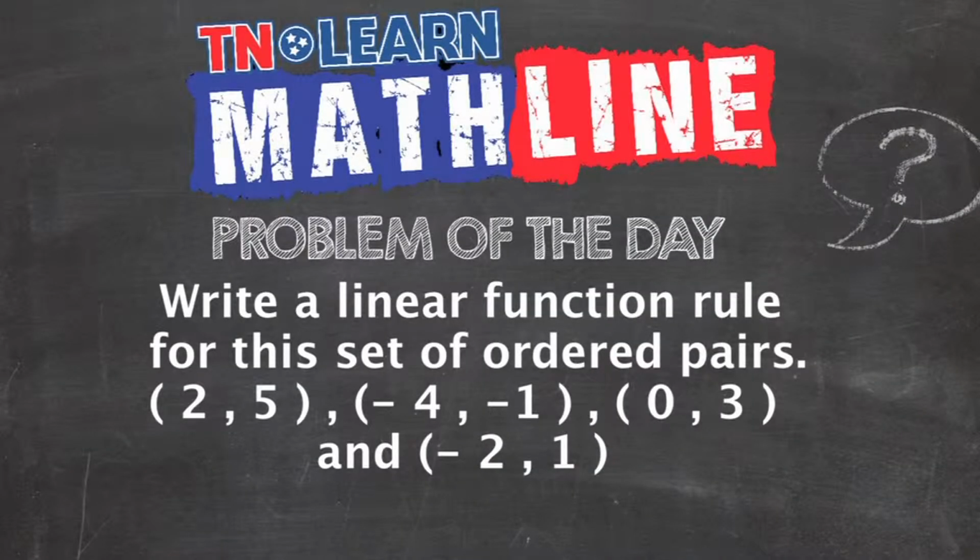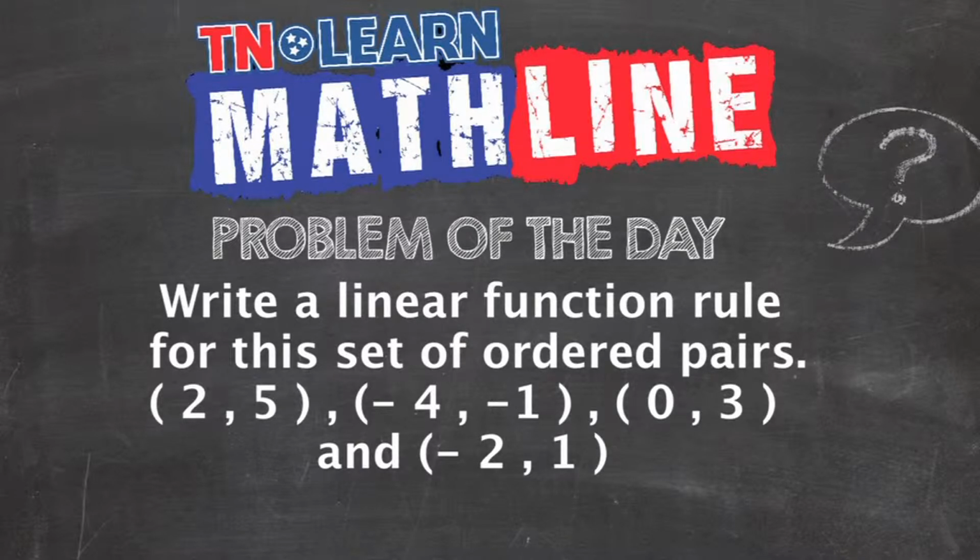Today's problem of the day is back into a little bit of that Algebra 1 pre-algebra mode, and actually some of you guys in 6th and 7th grade may at this point be learning to graph points and say, wow, what do things look like here? We've got a set of ordered pairs. It says write a linear function rule for this set of ordered pairs.